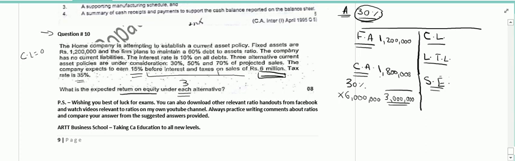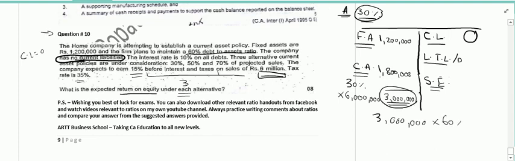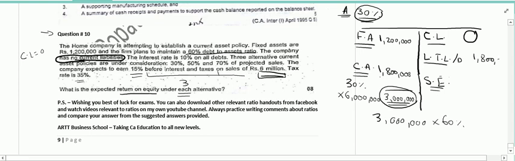The question further says that the company has no current liabilities, so current liabilities are 0. Long-term liabilities or debts: it said that the firm plans to maintain a 60% debt to assets ratio, which means if my assets are 100, my debts will be 60. Or simply, if my total assets are 3 million, my debt will be 60% of 3 million, and 60% of 3 million is 1,800,000.